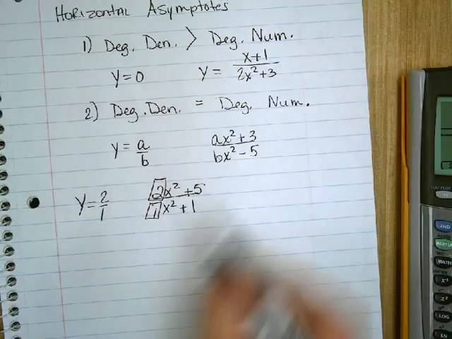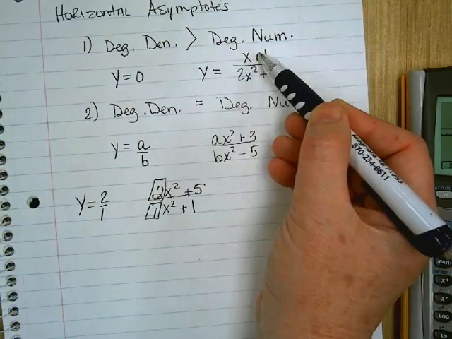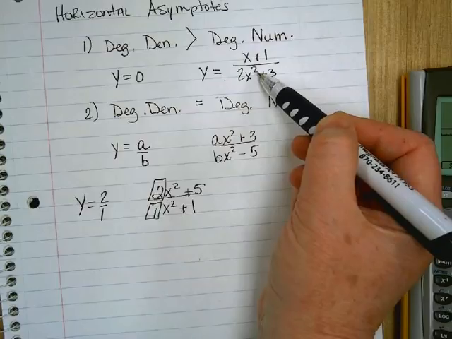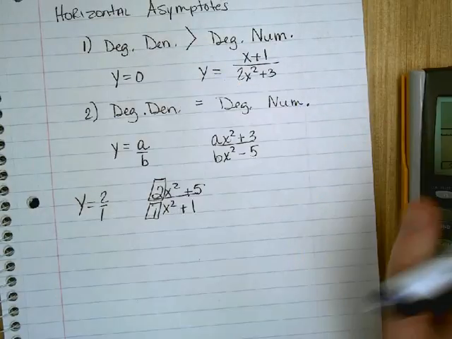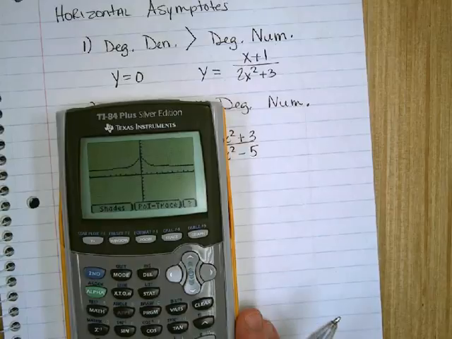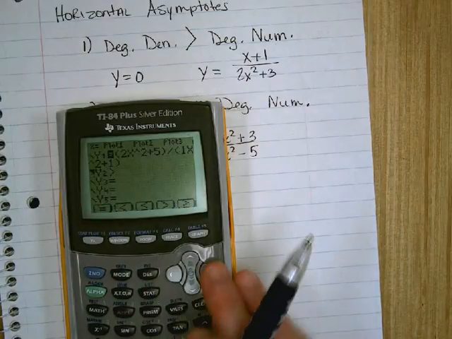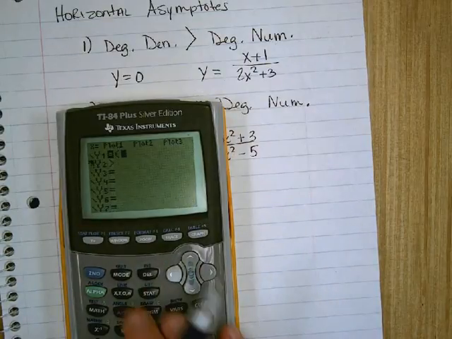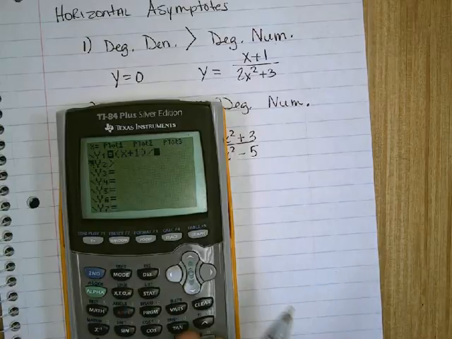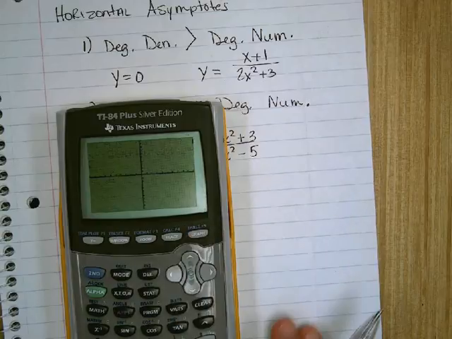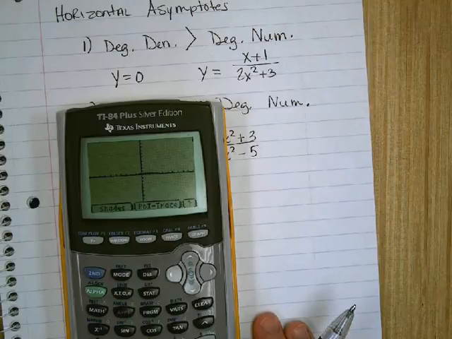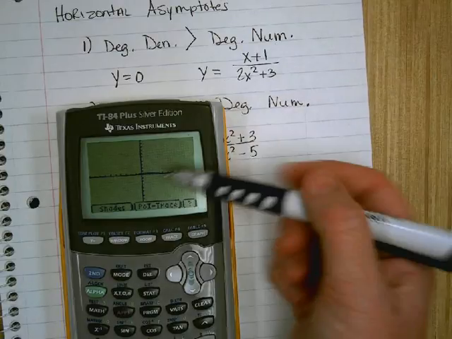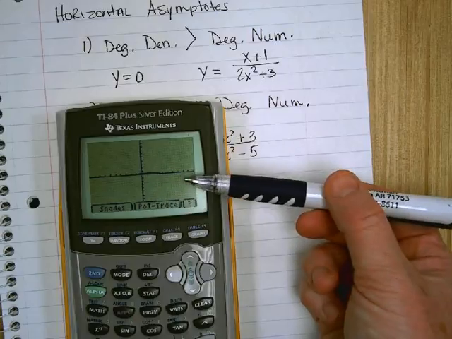What's the degree of the numerator here? 1. What's the degree of the denominator? 2. So this means that this has a horizontal asymptote at y equals 0. Let's put that in the calculator and look at it. X plus 1 divided by 2x squared plus 3. I made it up. It's not perfect, but the horizontal axis is the asymptote here.